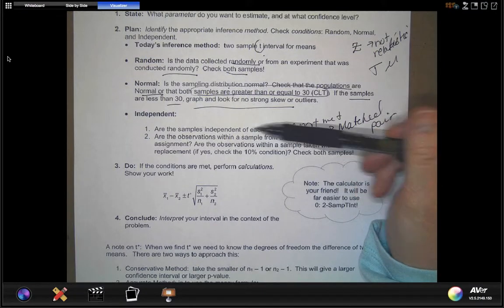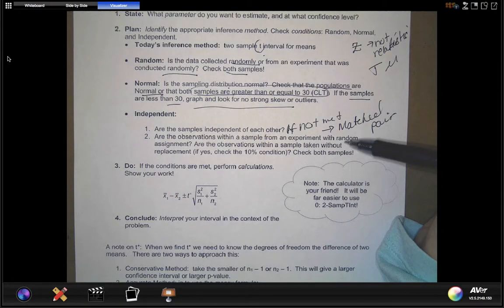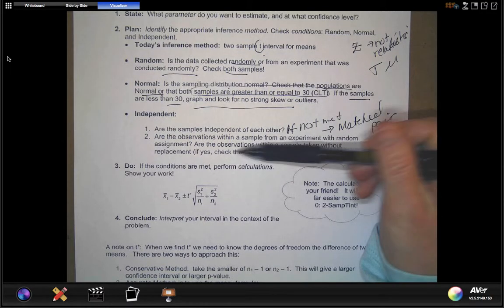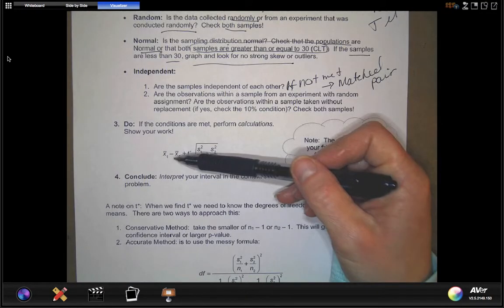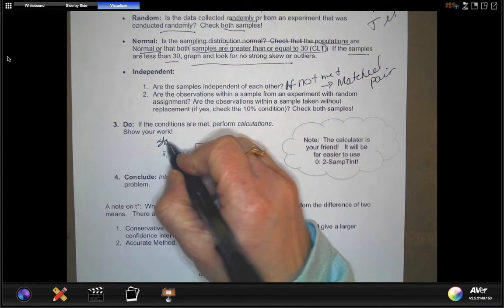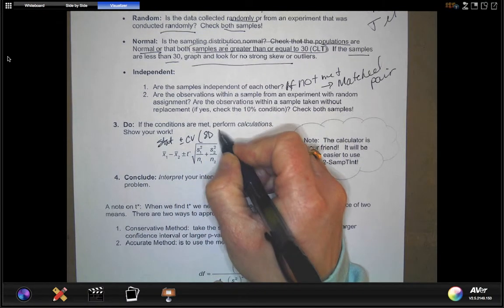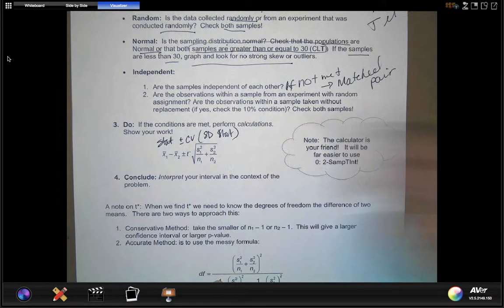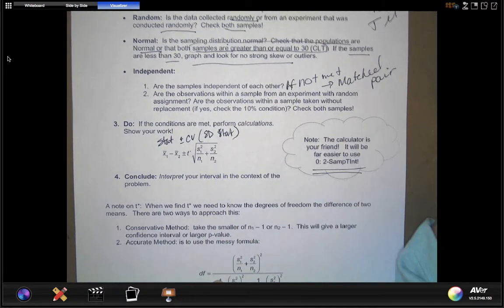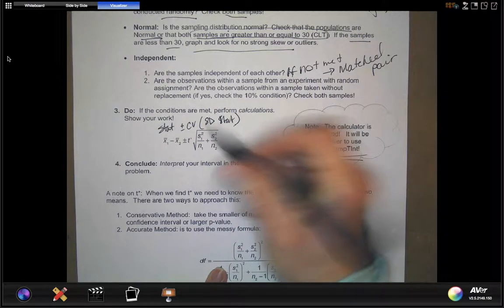Are the observations within a sample from an experiment with a random assignment? Are the observations within a sample taken without replacement? Check the 10% condition. So here's your formula. Again, remember it's the stat plus or minus the critical value times the standard deviation of the statistic. There's the calculator command. Do your interpretation.